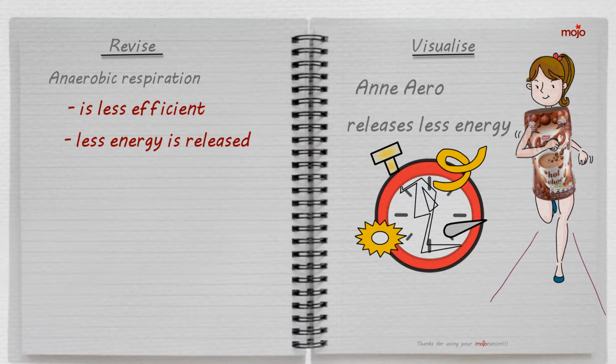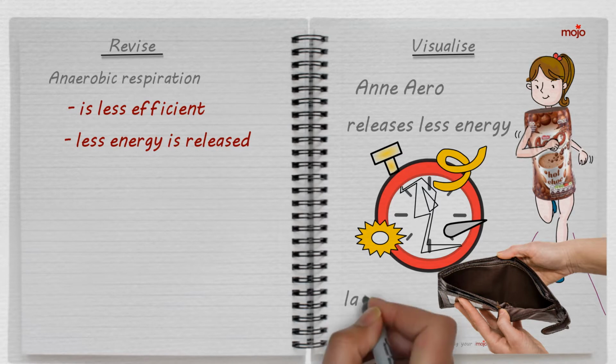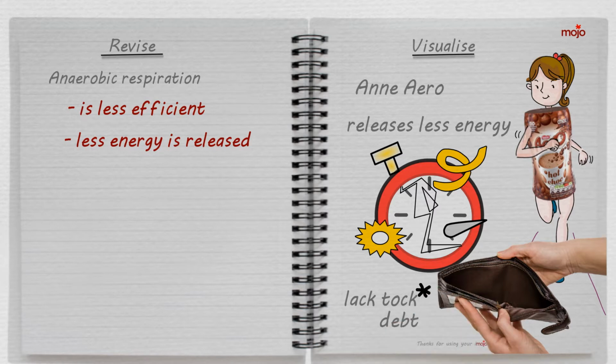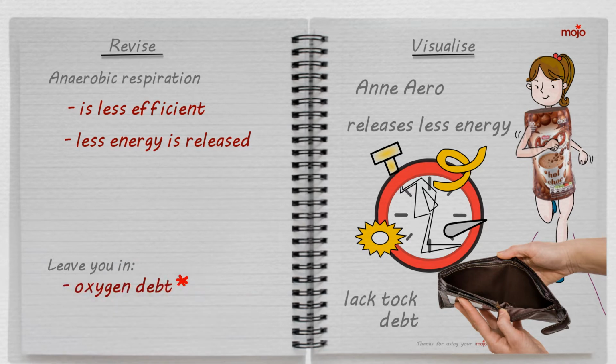Anaerobic has had to borrow money to get herself a new stopwatch. She's gone into debt. Think of it as a lack-toc debt. Lack-toc means lack oxygen in this story. So Anaerobic's lack-toc debt will remind you that anaerobic respiration will leave you in oxygen debt. After exercise, you need to repay that oxygen debt by supplying more oxygen through your blood.